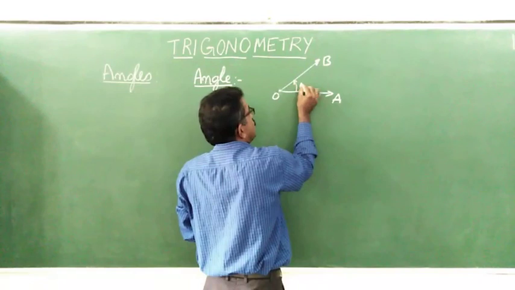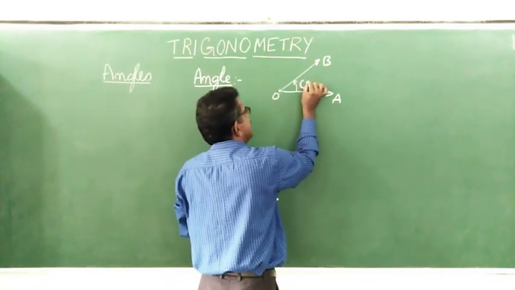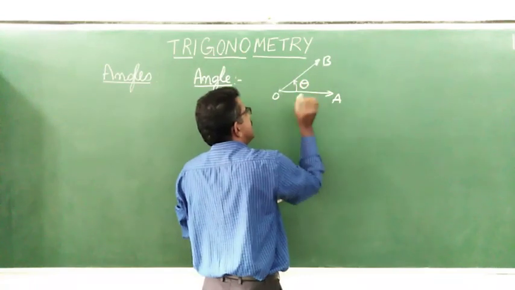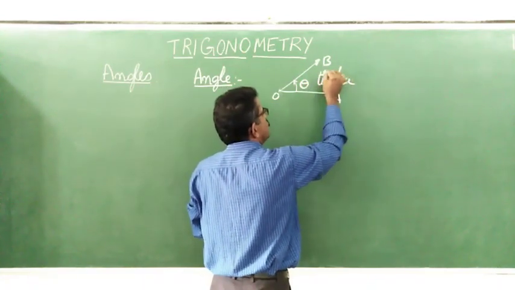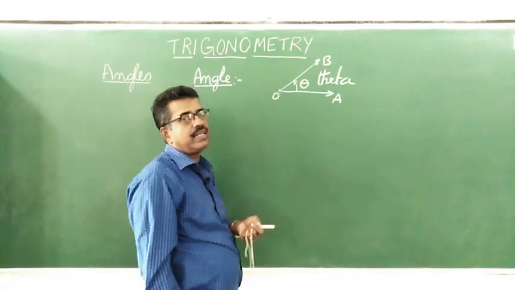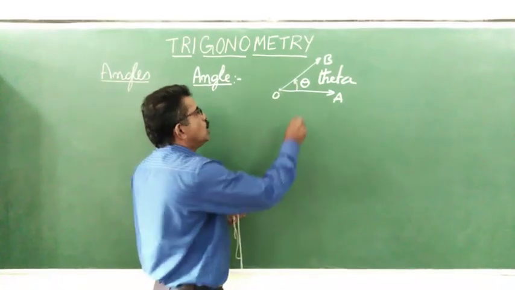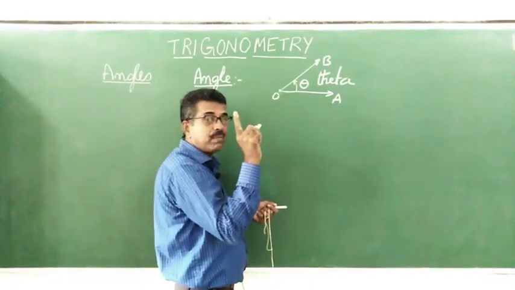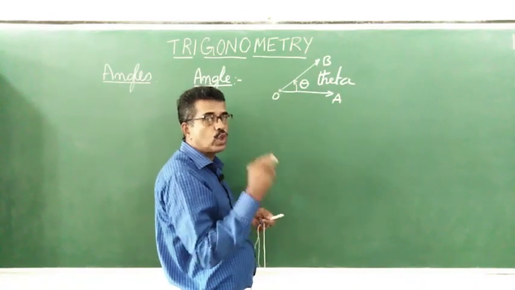This amount of rotation is normally denoted with a Greek letter. This is the Greek letter and it is read as theta. So that angle is simply nothing but what? Please recall, angle is the amount of rotation.